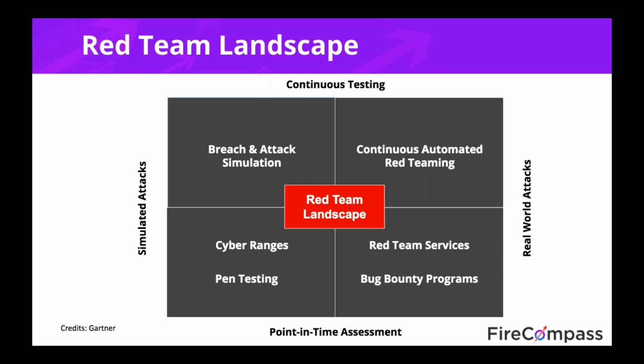So what you can see is that point-in-time real-world assessment includes the usual red teaming consulting services, the bug bounty programs. Then simulated assessments could be things like cyber ranges, breach and attack simulation. And red teaming, the continuous automated red teaming is emerging in this space where it is continuous real world attacks. So a lot of organizations are gradually moving towards this. The basic premise is if hackers are trying to hack all of your assets all of the time, you should also do the same. So continuous discovery and continuous testing.